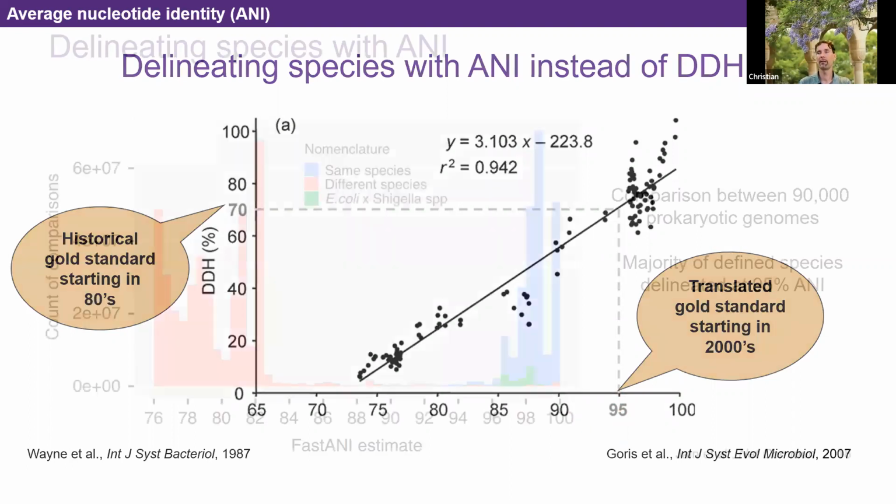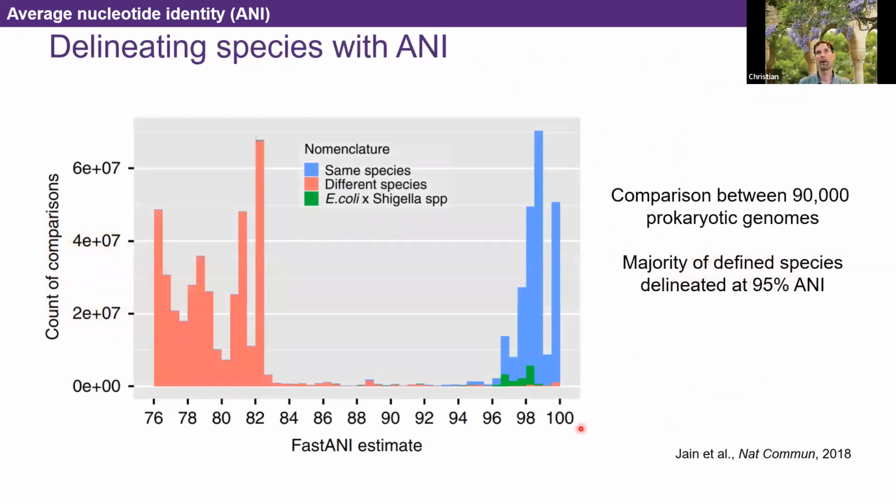There's one analysis that looked into that, how we delineate species with ANI, and you can see here the same species, right? That was based on genomes, 90,000 genomes in blue. Genomes of the same species, there are exceptions, right? They have an ANI that is higher than 95%. So that worked very well.